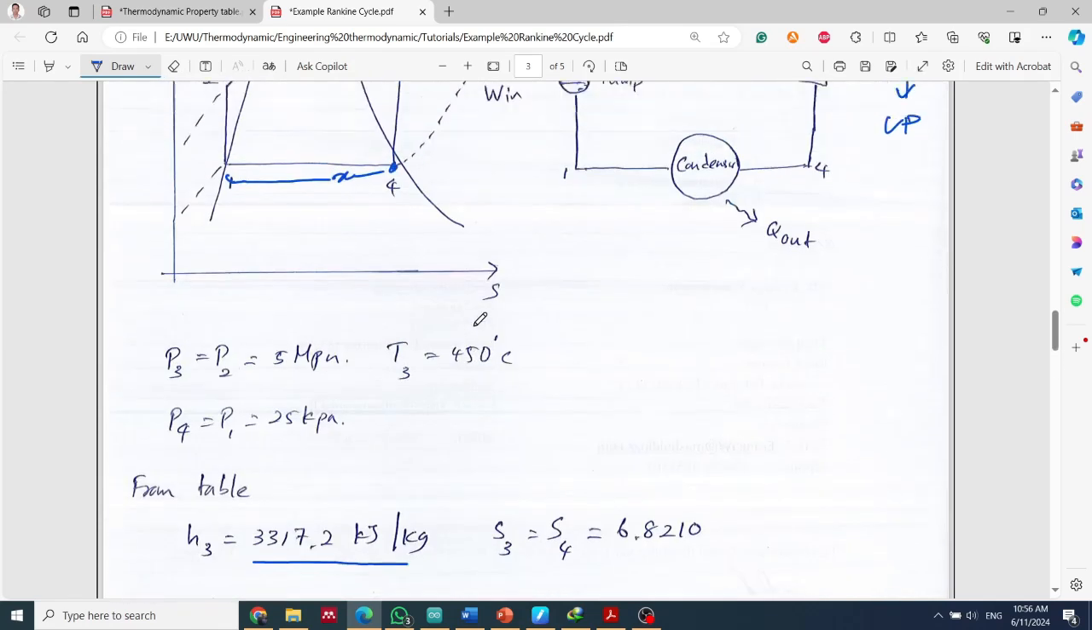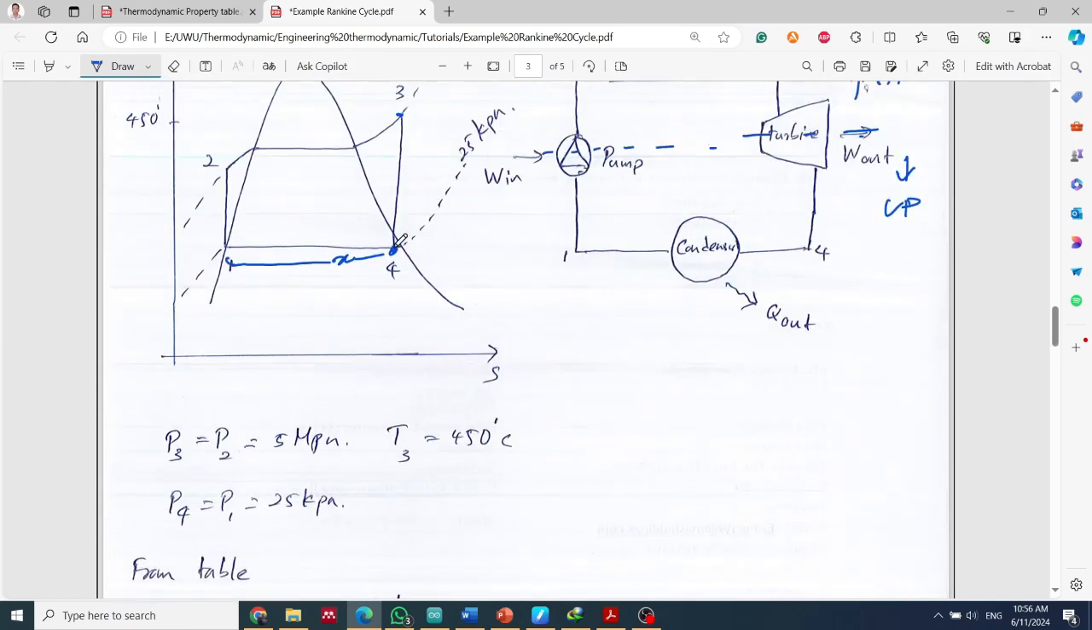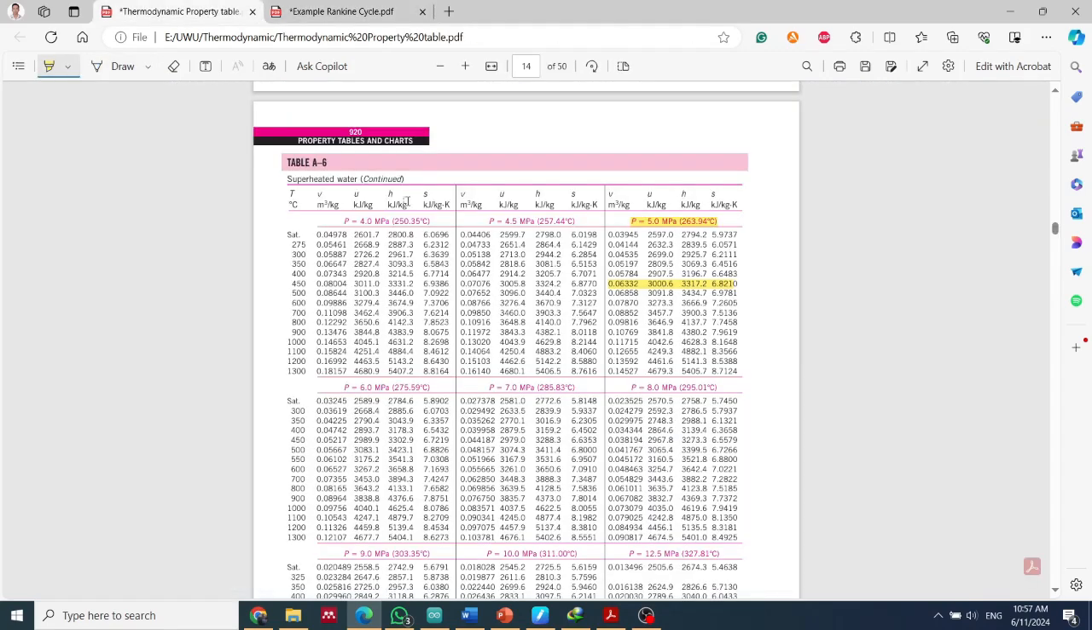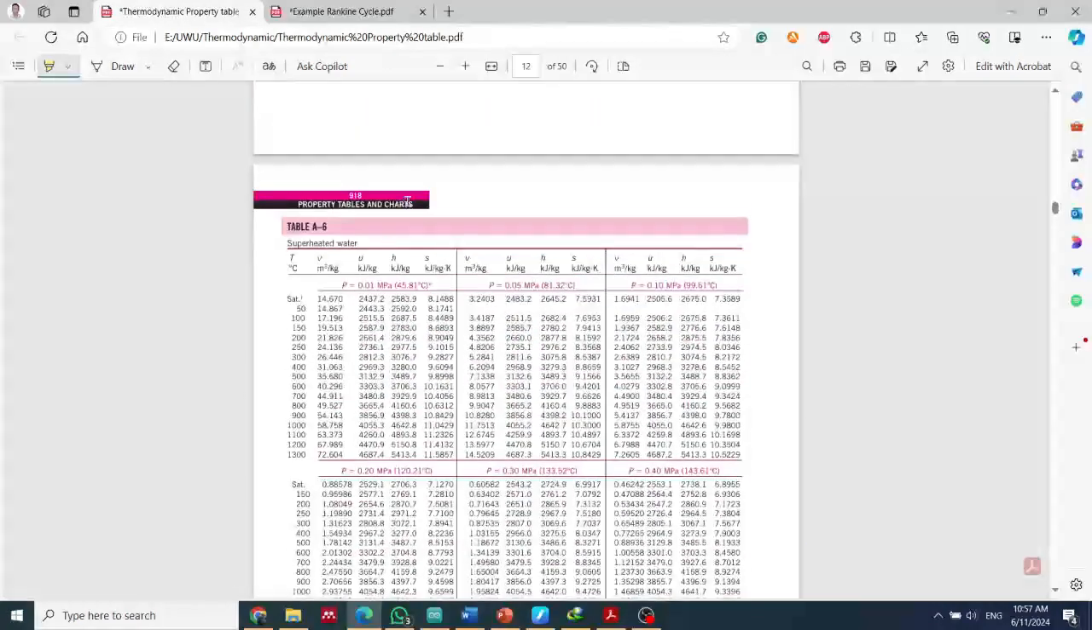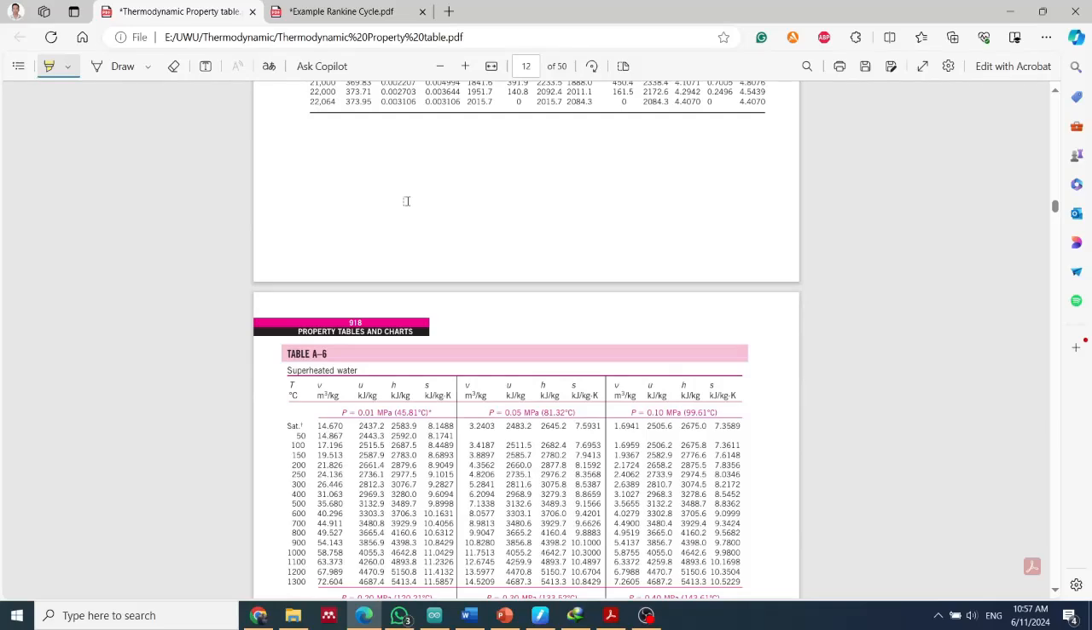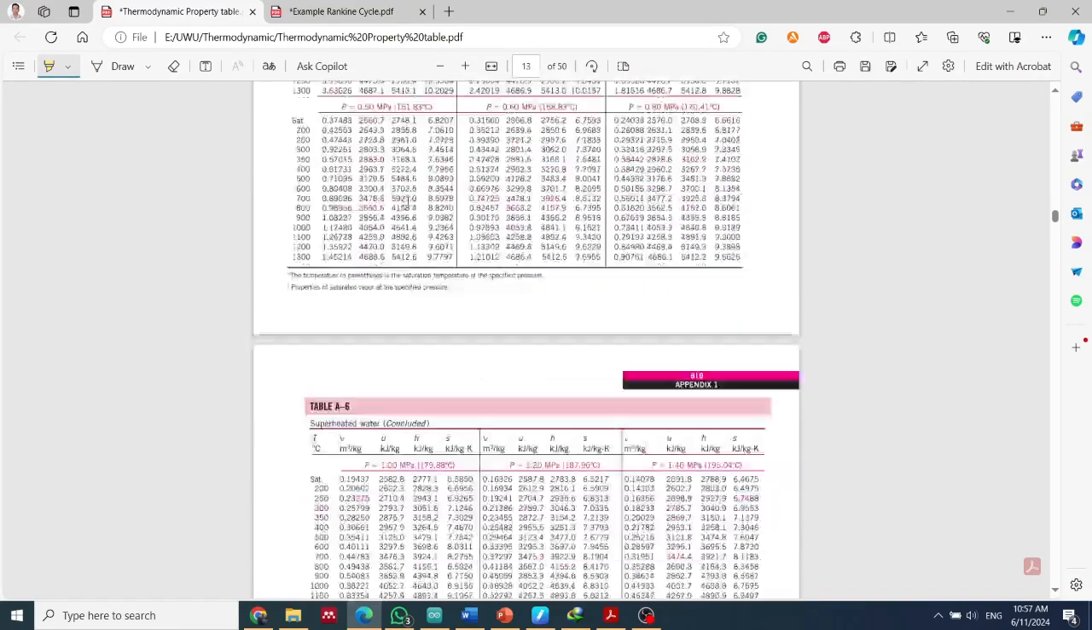So likewise, then we have to figure out where this point lies. Therefore we have to find the entropy value in here, as well as the entropy value in this point. Then we can figure out where point 4 lies, either on this line or beyond this line. For that we can refer to the saturated table under 25 kilopascal values. So let me refer to the saturated table.